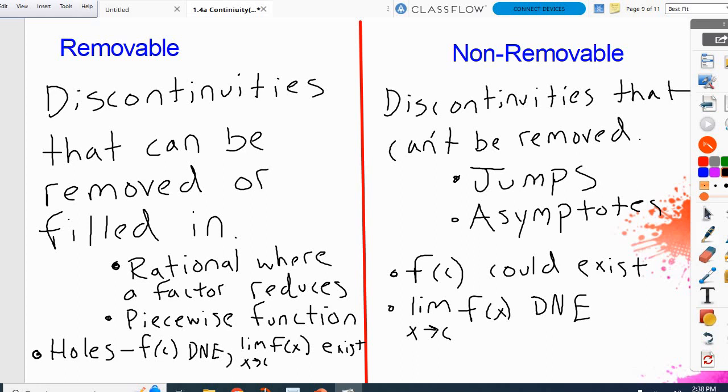Okay, if it's removable, I have a hole, and that means that my limit still exists. If it's non-removable, then I have a jump or an asymptote, which means my limit does not exist. So it kind of helps us break it apart into the two types of scenarios that we have.